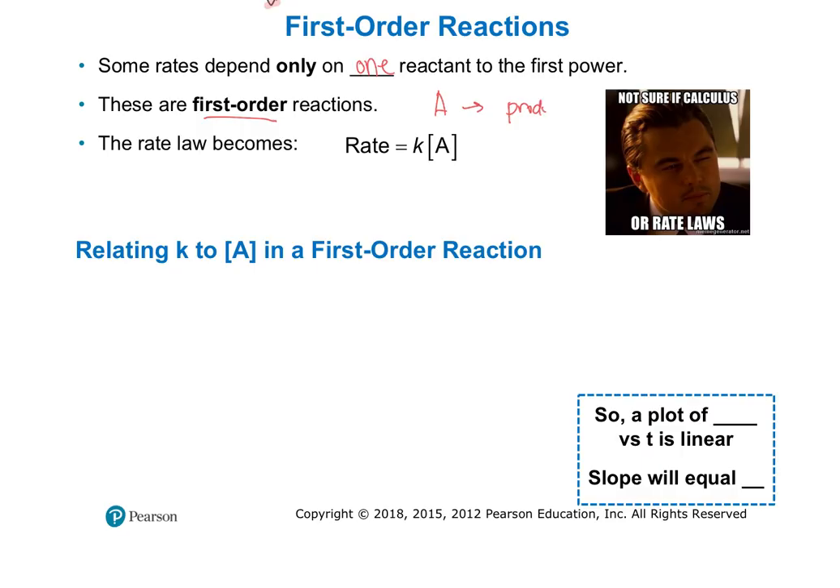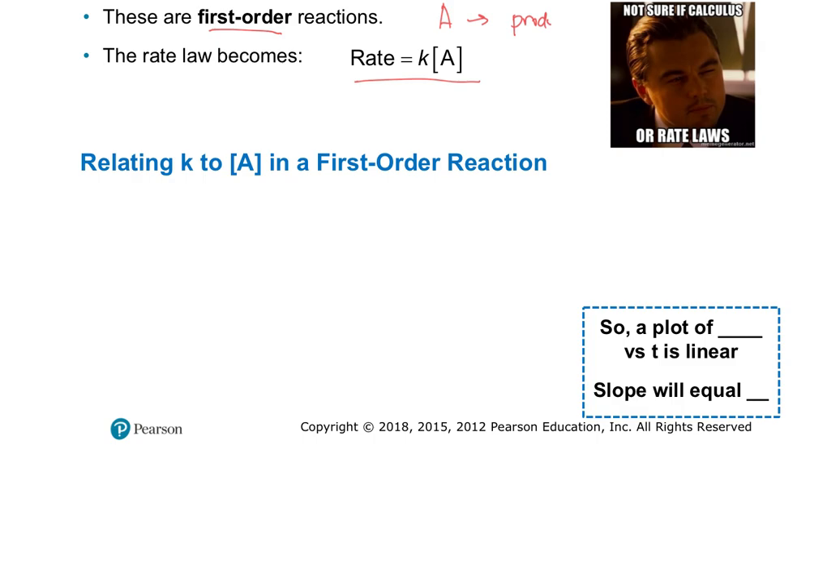So we know that for a first order reaction the rate equals K times A to the first power. So I'm going to write that down over here. We also know that rate equals the disappearance of A, so negative change in A over change in time. So what we can do is set those two things equal to each other. So we end up getting K times the concentration of A equals negative change in A over change in time.